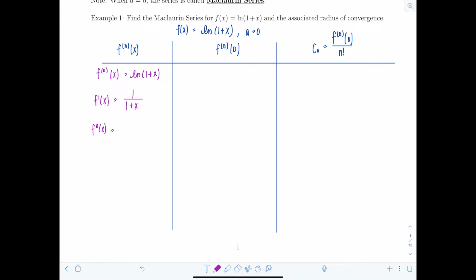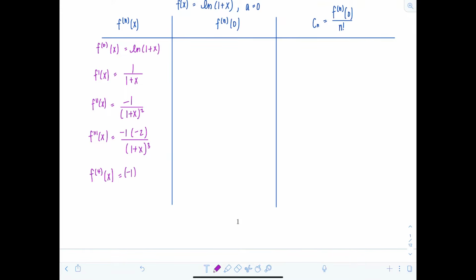well, that's 1 plus x to the negative first, so it's going to be negative 1 over 1 plus x squared. The third derivative would be negative 1 times negative 2 over 1 plus x cubed, and the fourth derivative is going to be negative 1 times negative 2 times negative 3 over 1 plus x to the fourth. I wrote it that way so you could kind of see the pattern that's emerging.